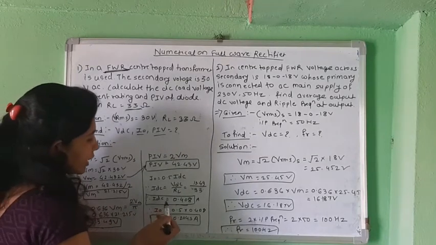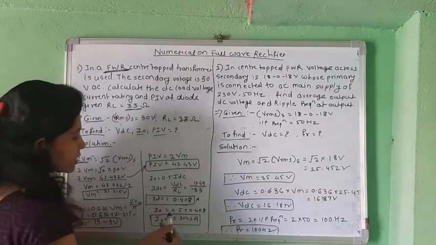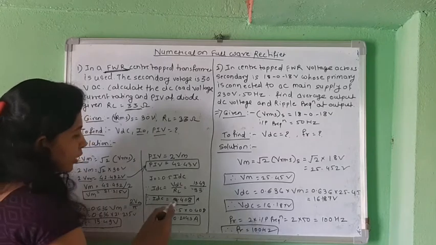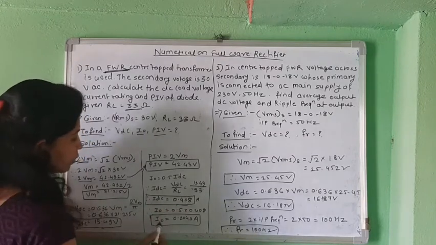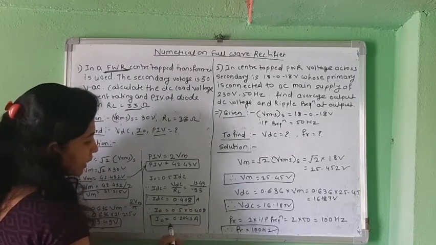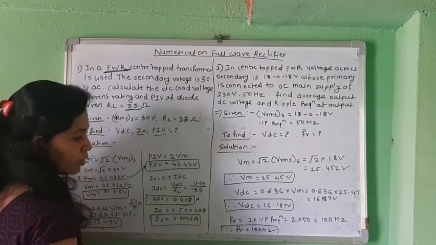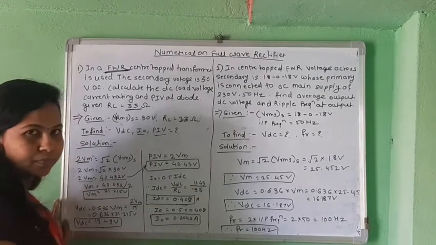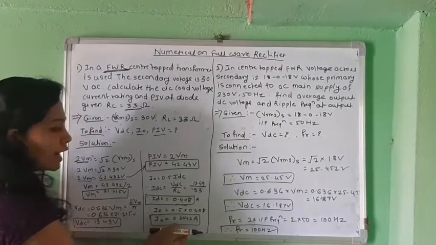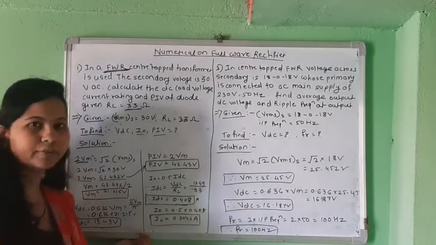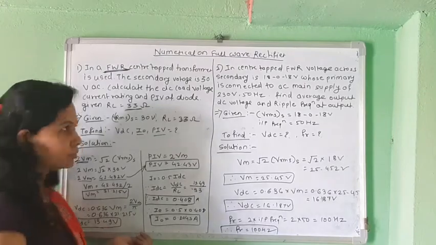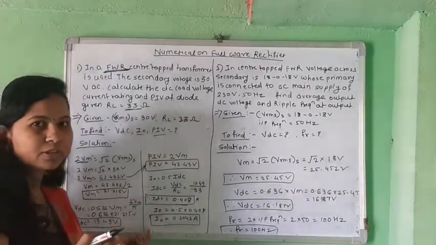Now we have to calculate the value of I0, and for that we calculated IDC. Put the value of IDC in the formula of I0. It is 0.5 into 0.408. Multiplying, we have I0 equal to 0.2043 ampere. This is the value of I0, which is the current rating of the diode. This is our first type of numerical.